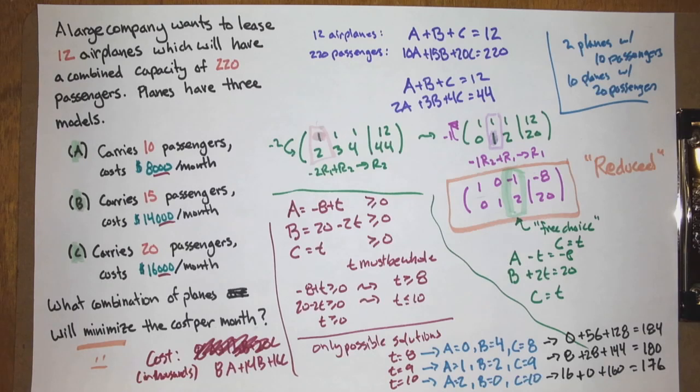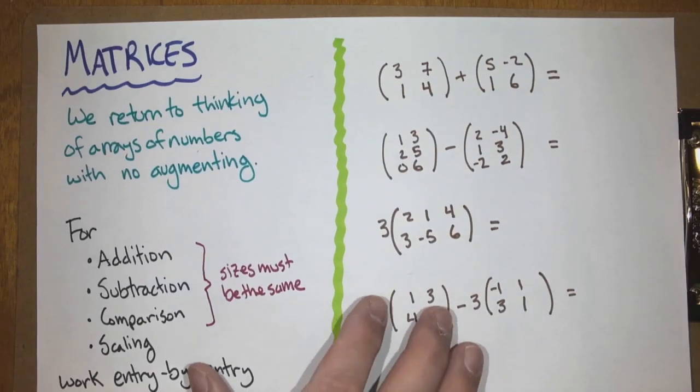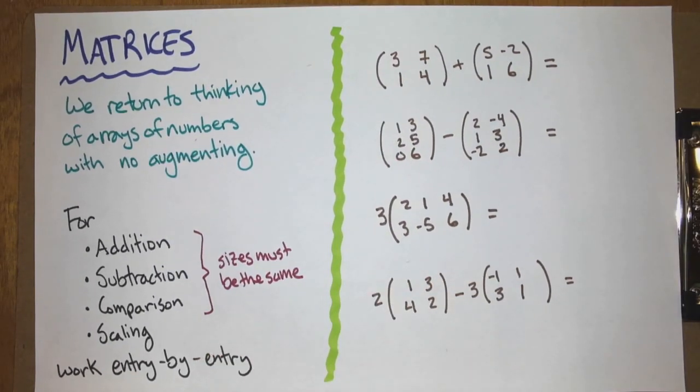Okay. So in the last few minutes, we're going to talk about matrices. The good news is we're not going to do augmented matrices, they're just matrices. And we say, okay, arrays of numbers. We're going to talk today about addition, subtraction, comparison, and scaling. When I want to do addition, subtraction, or comparison, the matrices must be the same size. The reason it has to be the same size is you have to work entry by entry. If you have different sizes, then you can't work entry by entry because one of them will have a piece that the other one doesn't.